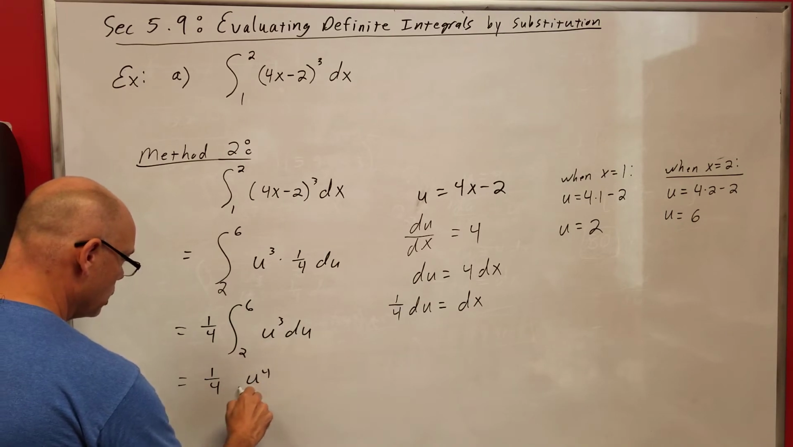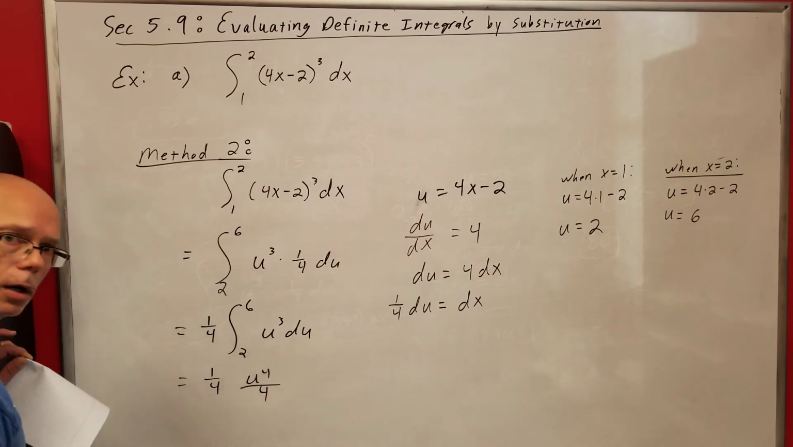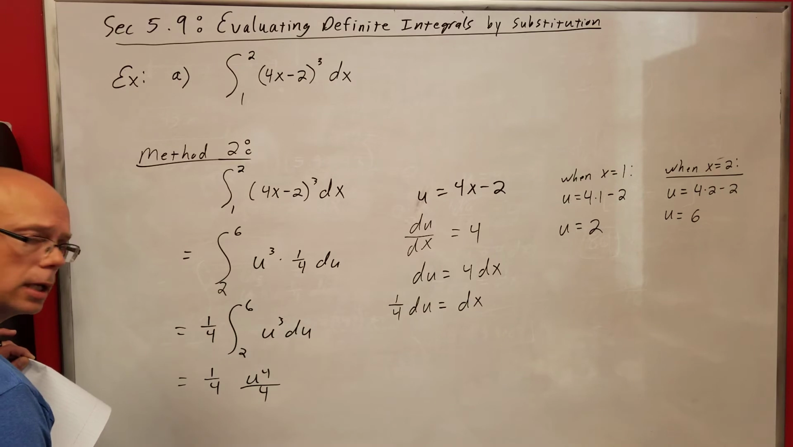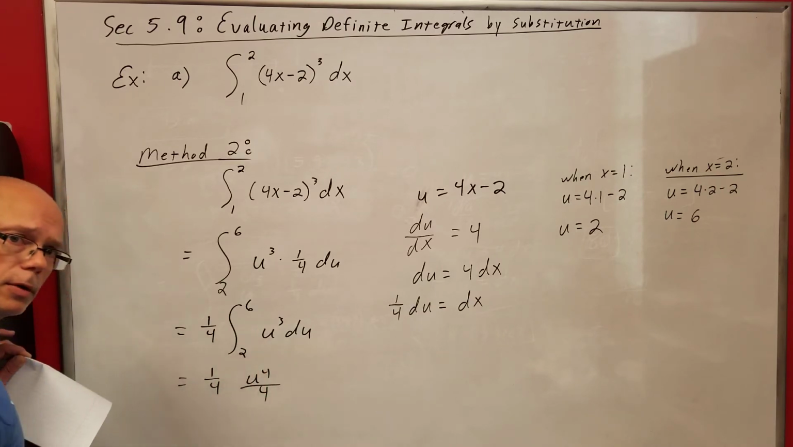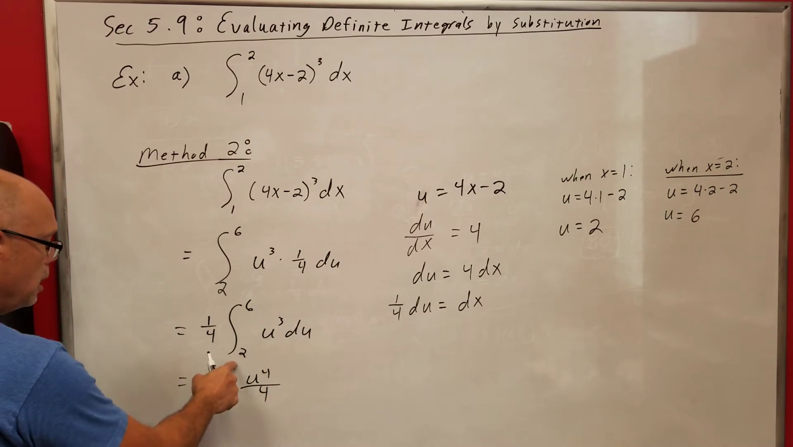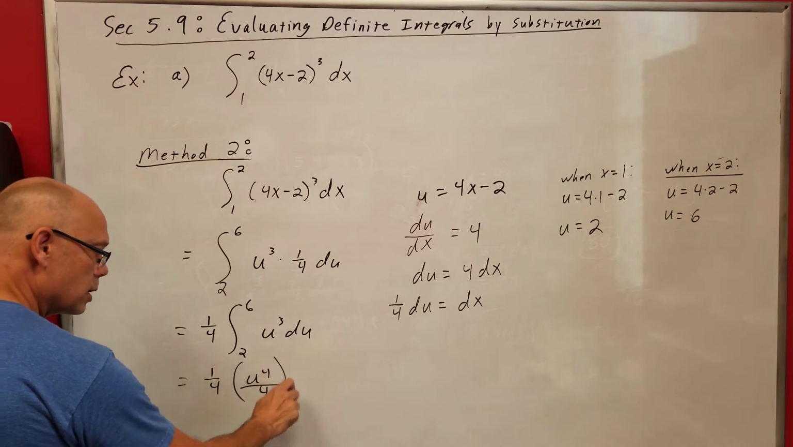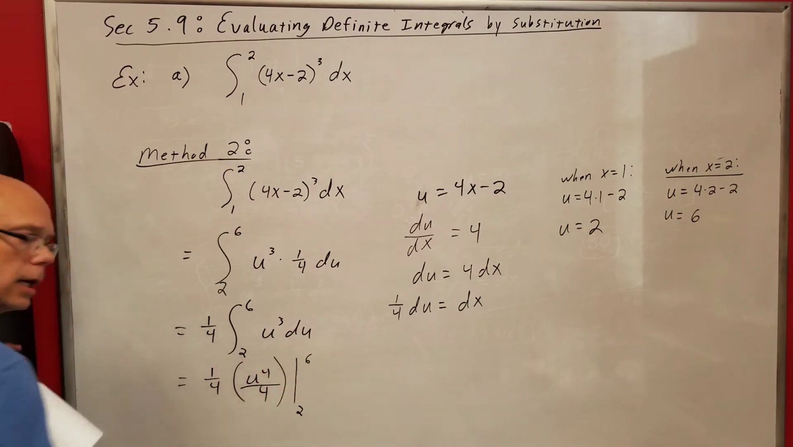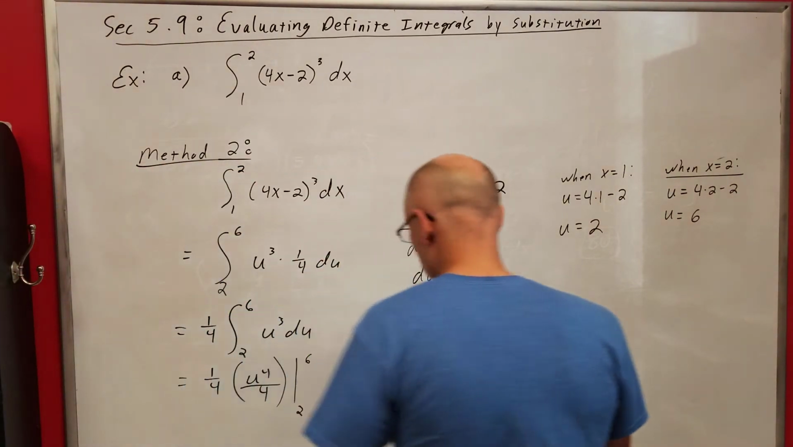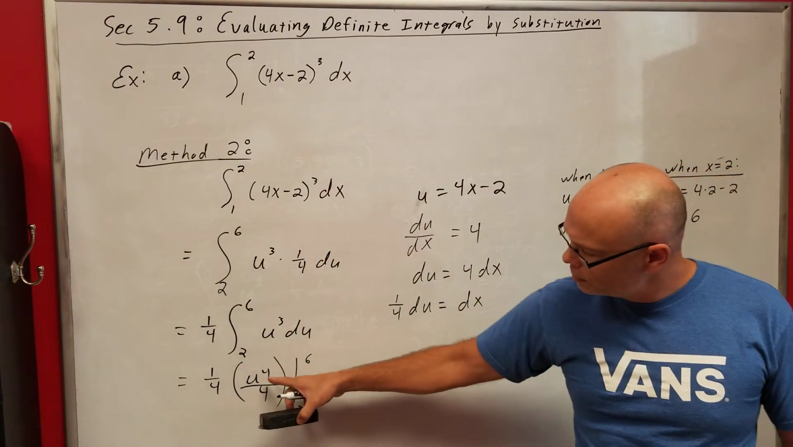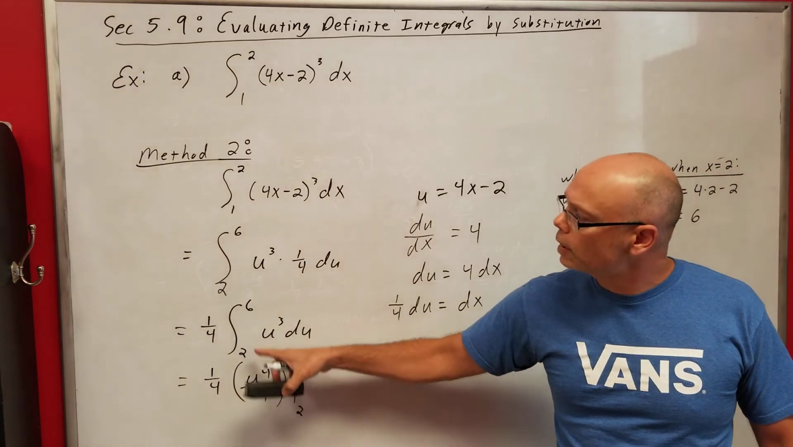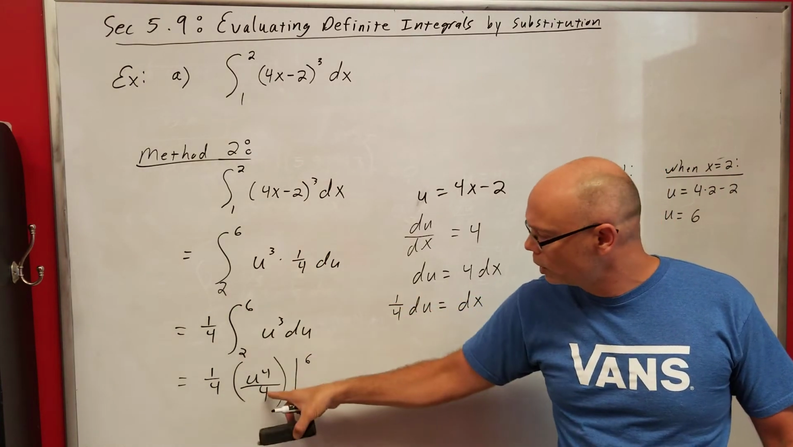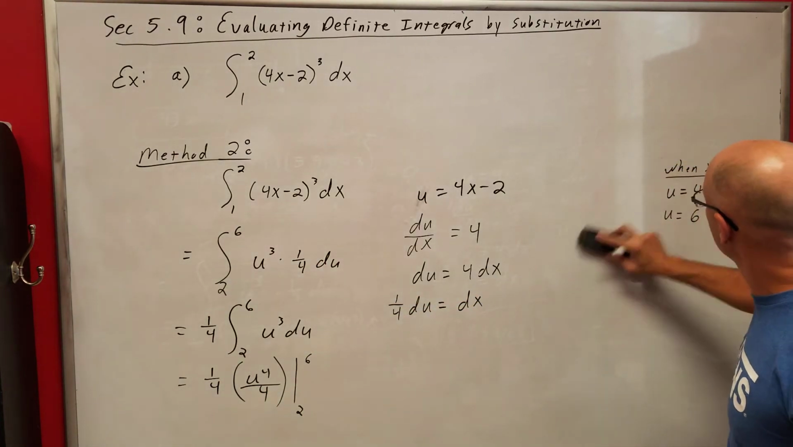That's u to the 4th over 4. Now what I'm going to do, instead of back substituting this in terms of x, I already changed my limits of integration. So I'm going to keep it in terms of u and evaluate it from 2 to 6. So in method 2, we do not turn this back in terms of x because we already changed my limits of integration for u. So we keep that in terms of u.